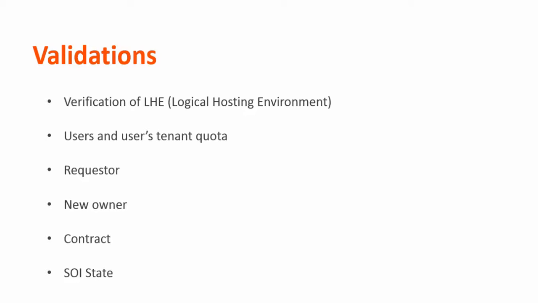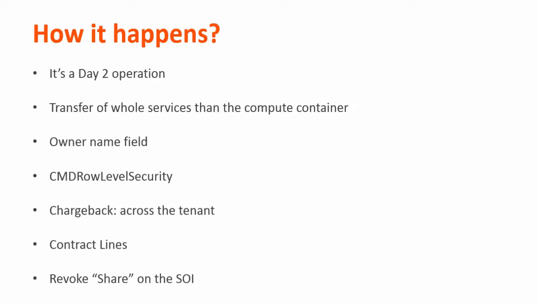New owner: the new owner gets validated. We check whether the owner exists in the database and is associated with the organization. Contract: we also check the contract state. We check if the contract state associated with the receiving user's tenant is expired or terminated. If it is, then there's an error message and the transfer of the SOI gets rolled back. SOI state: if the SOI state is provisioning or decommission, then transfer ownership is not applicable, it won't work.